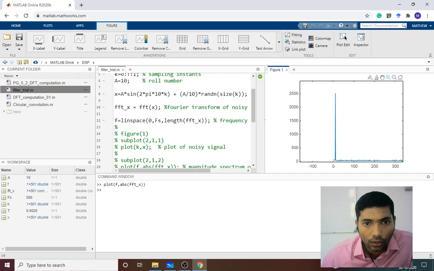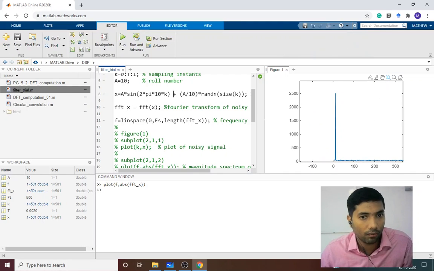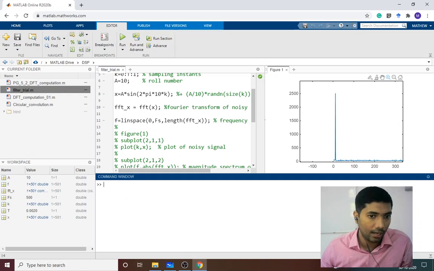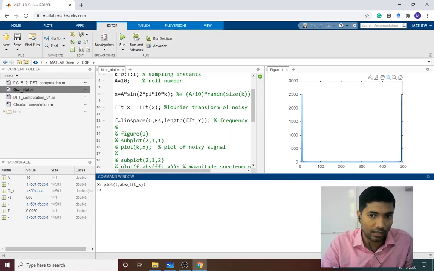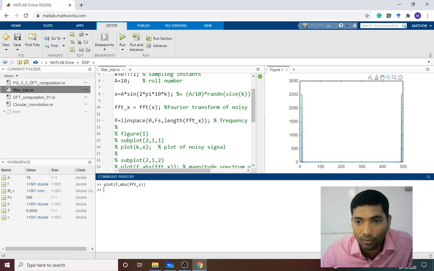Let me try to zoom it for you, or rather, first I'll remove the noise. So I have removed the noise, and now let me run it first, and now I'll plot the frequency spectrum so that the disturbances will be out. Now you can see that there is no disturbance in the frequency spectrum. It is only two spikes, and these spikes are at 10 hertz.